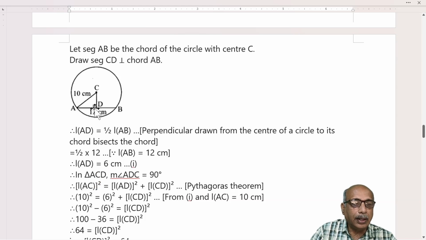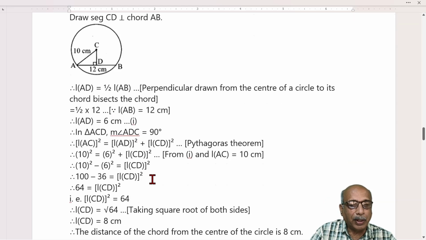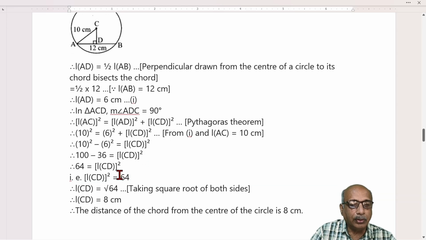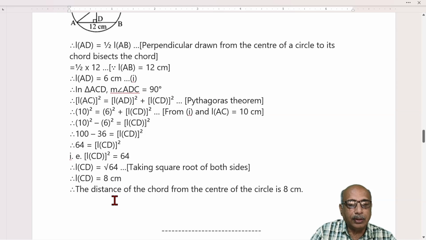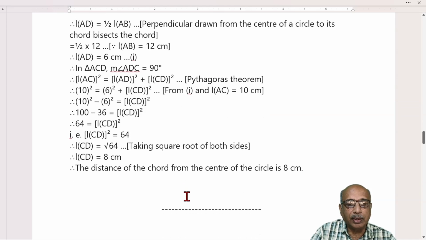In triangle ACD, angle D equals 90 degree. Therefore, by Pythagoras theorem, substitute the values, you will get CD square equals 64. Therefore, by taking square root on both sides, CD equals 8 centimeter. The distance of the chord from the center of the circle is 8 centimeter. Very simple problems once you understand.